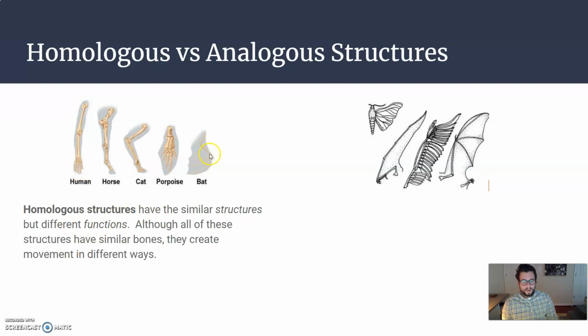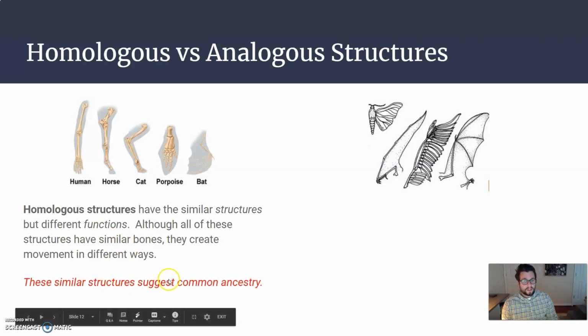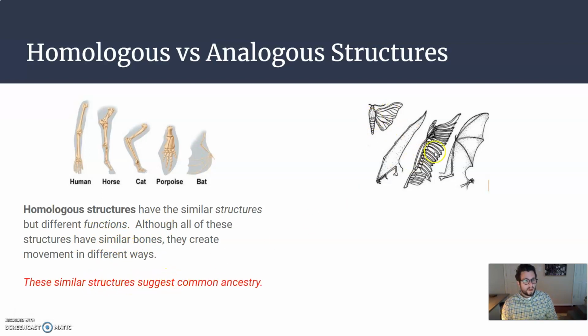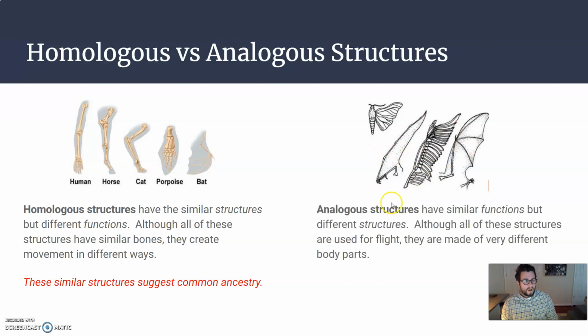Bats' forelimbs are for flying. A porpoise, similar to a dolphin, has more of a fin for swimming. Even though they do different things, they're going to have very similar bone structures, and this similarity is suggesting common ancestry. Now, these are all wings, and even though they're all wings, they're all very different in the way that they're made. Even though they have similar functions, they have very different structures. So this does not suggest common ancestry here.